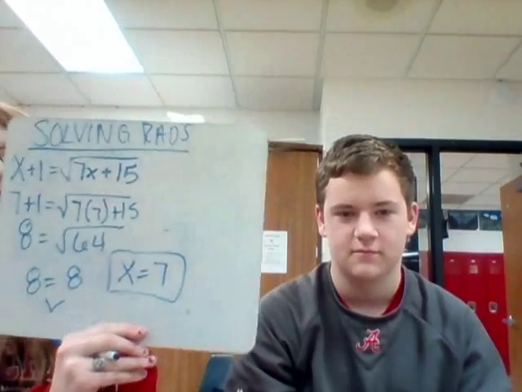So the square root of 64 equals 8. So 8 does equal 8, so you know that x equals 7. And that is your answer. Okay?